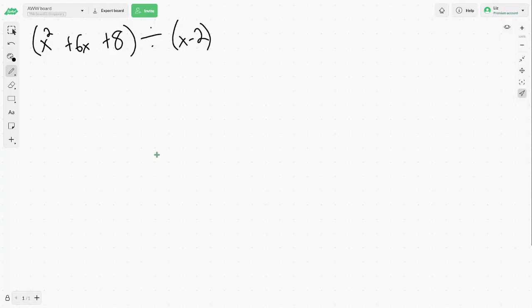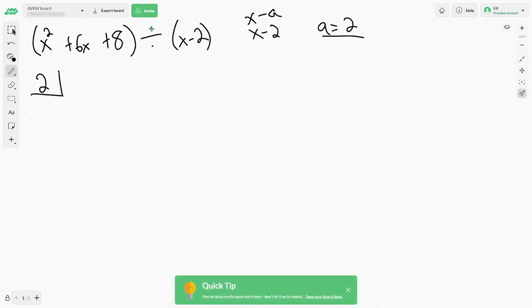So here we have x squared plus 6x plus 8 divided by x minus 2. So remember, we're looking for x minus a, and we have x minus 2. So a equals 2. This is in standard form. We have x squared plus 6x plus 8. So what we do here is we take our a value and we put it up here in a little box. Then you're going to take the coefficients of your polynomial. So we have 1, 6, and 8.